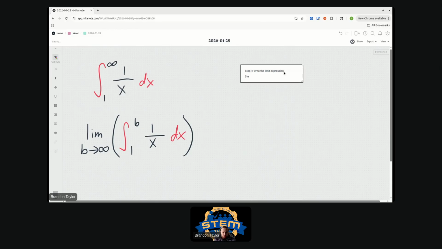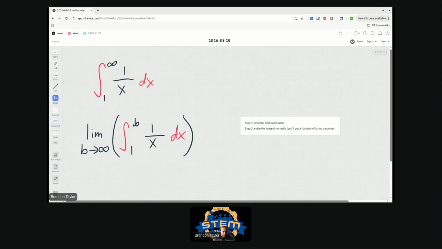Step two is solve the integral normally. You'll get a function of b, not a number. Normally, when you solve a definite integral, you just get a number, and that number represents the area under the curve. Here, because b is a variable, you won't get an exact number. You'll get a function of b, an expression that tells you the area under the curve for any specific b value, like the upper bound, for example.